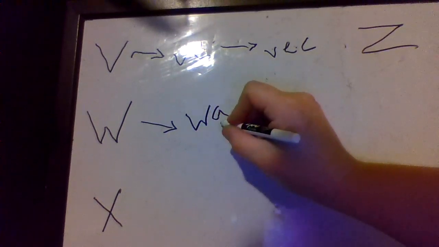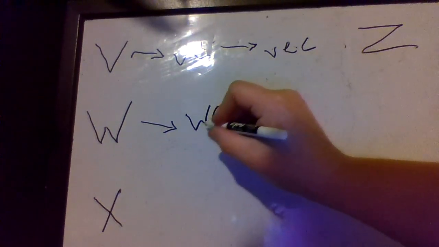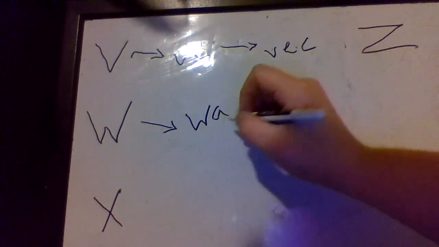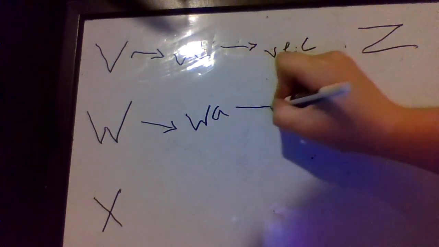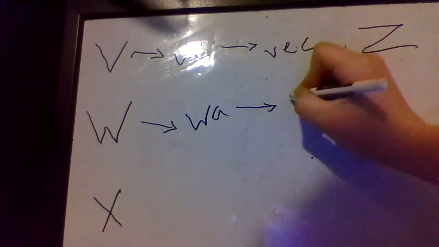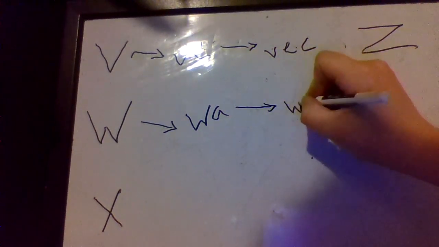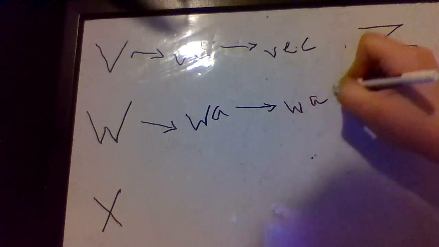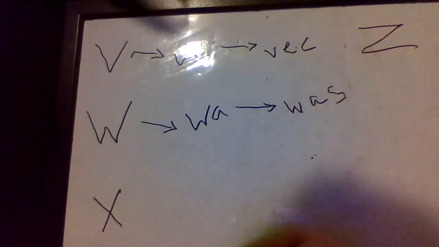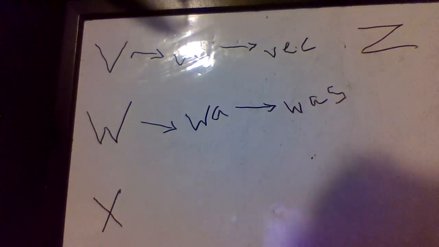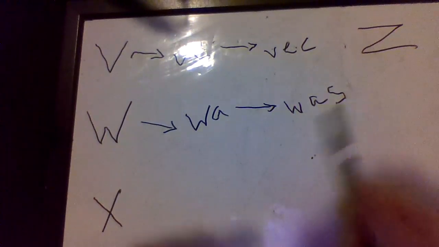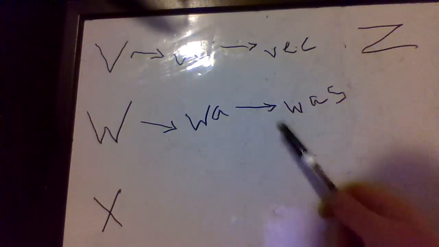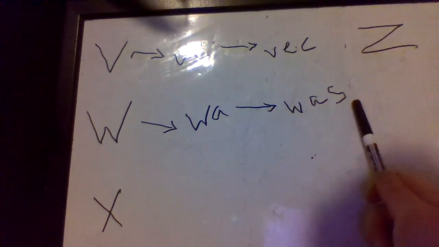W, A. So let's make a word. W, A, S. As we remember from an earlier video, the S makes the S sound. S. So we have W, A, Z. W, A, Z.